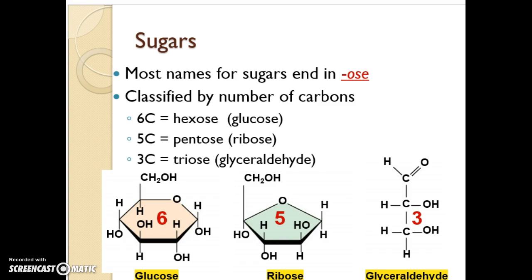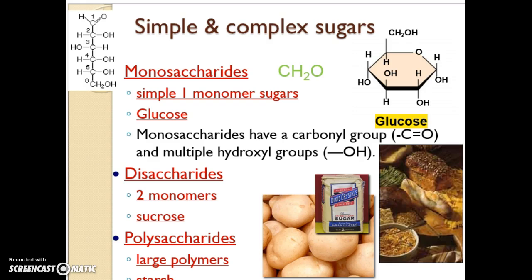These are all, when they're just a single sugar molecule, called a monosaccharide. And monosaccharides generally have molecular formulas that are some multiple of the unit CH2O. For example, we'll look here at the monosaccharide. Here our example is glucose. And it's a simple one monomer sugar.